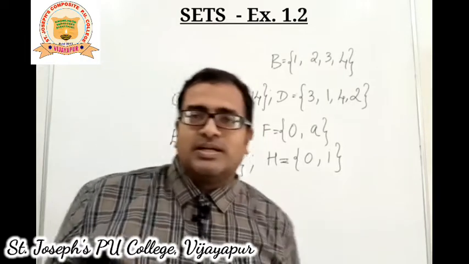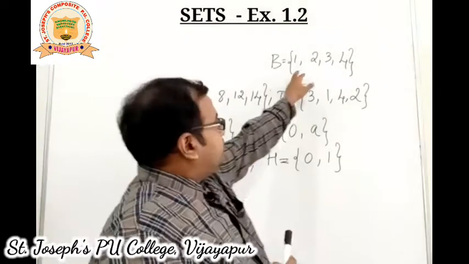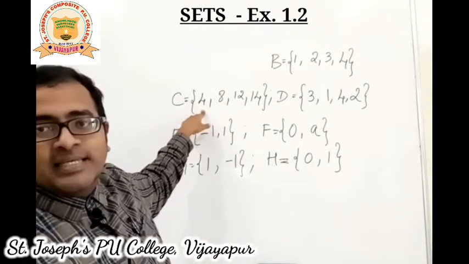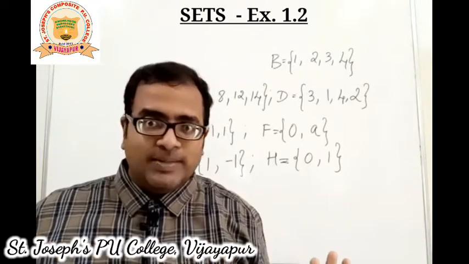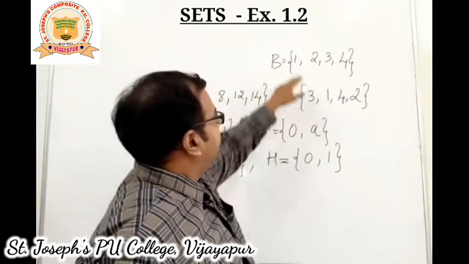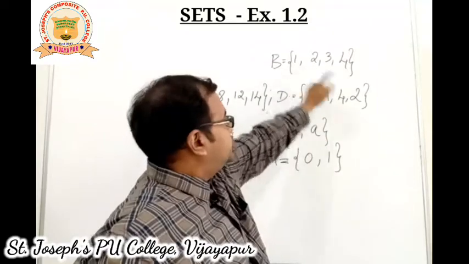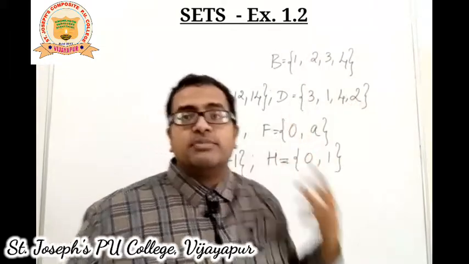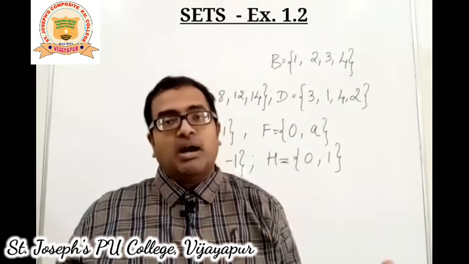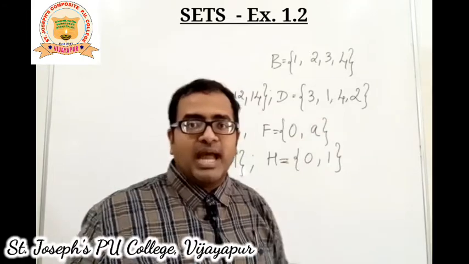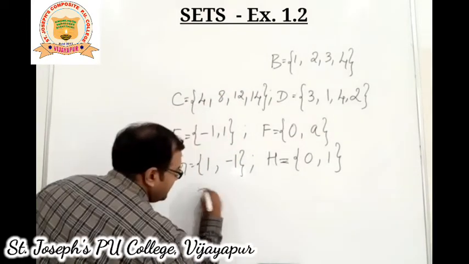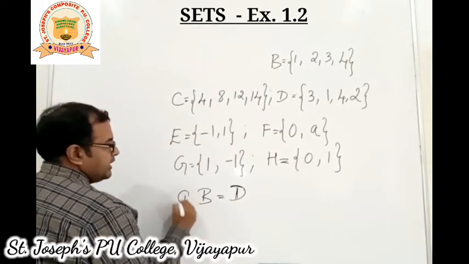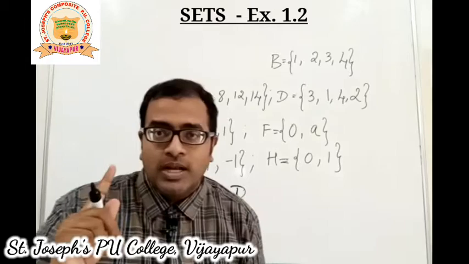Now let's try to compare B. 1, 2, 3, 4, 4, 8, 12, 14. Just 1 is not there in C. So B is not equal to C. Right? Now B and D, 1 is there, 2 is there, 3 is also there, 4 is also there. All the elements are the same. The order is not important. They are mixed up, but the same elements are found in B and D. So we can write set B is equal to set D. We got one pair of equal sets.